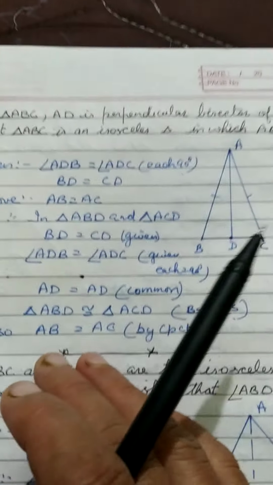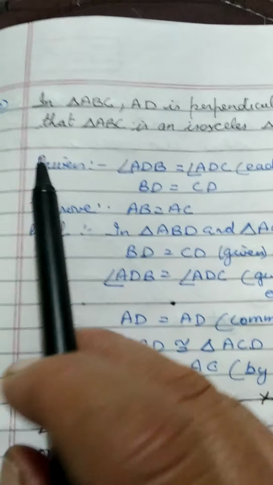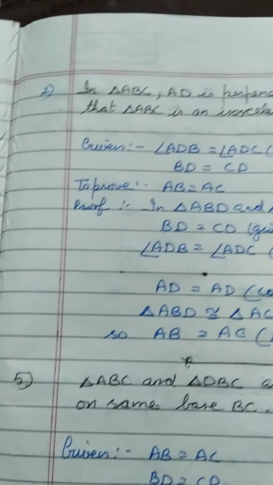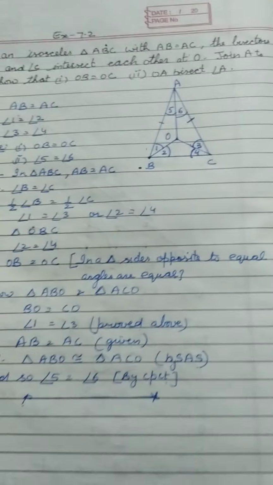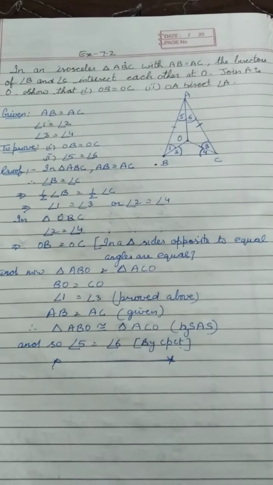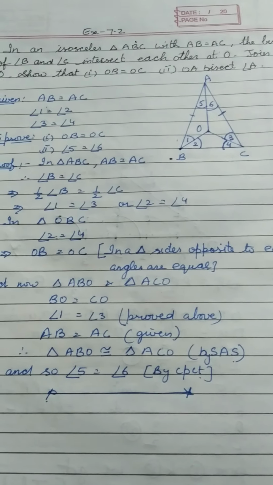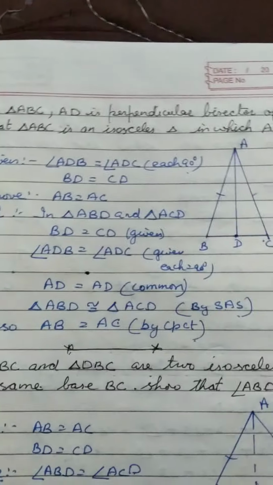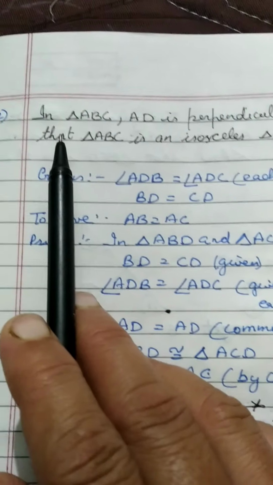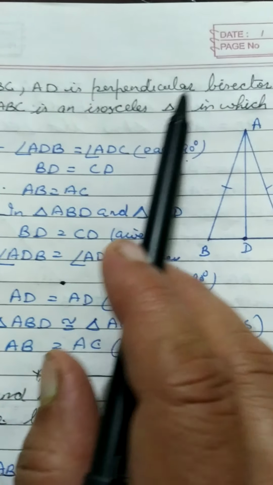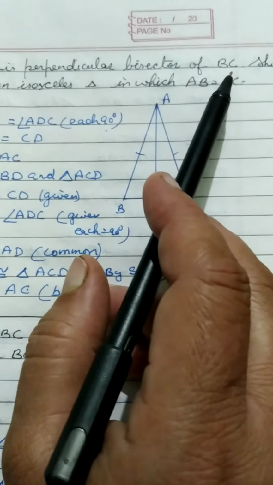Now we come to question number 2. Before going to question number 2, I will give you a complete look at question number 1. This is the complete look at question number 1. Now we come to question number 2. Question number 2 is: in triangle ABC, AD is the perpendicular bisector of BC.